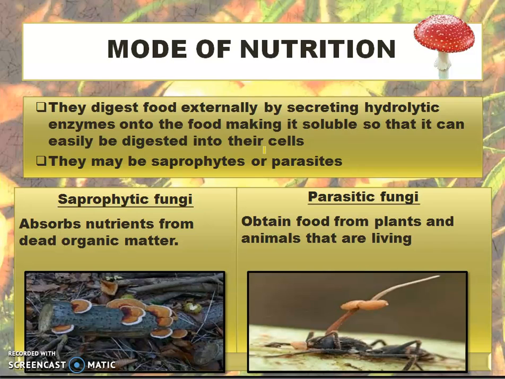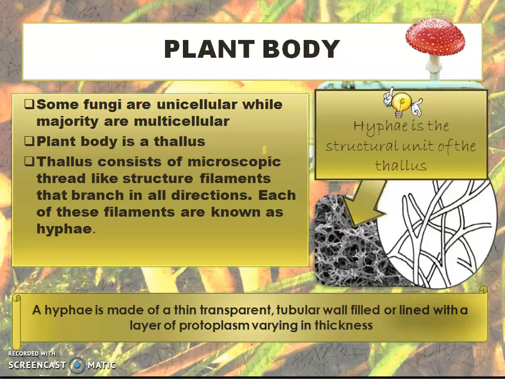So what happens? They do not have any digestive system inside. Instead, they secrete the digestive enzymes that go into the body of the substrate, and they make the substrate soluble. The enzymes digest the substrate outside, and then that digested, soluble part is sucked in, or you can say absorbed, by the fungi. So accordingly, they can be saprophytic or parasitic. Parasitic live on living forms, and saprophytic live on dead organic matter.